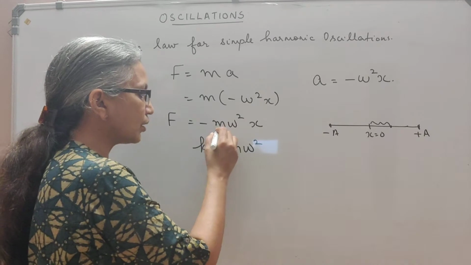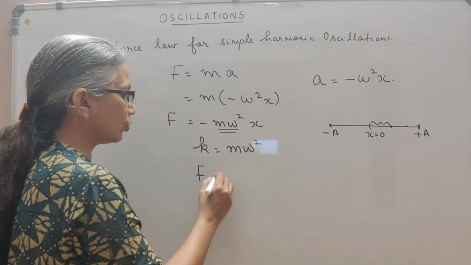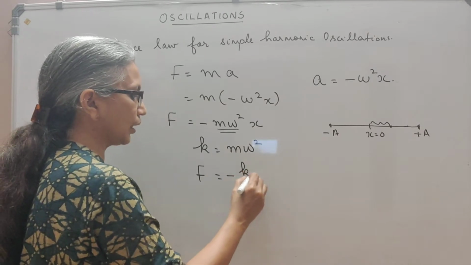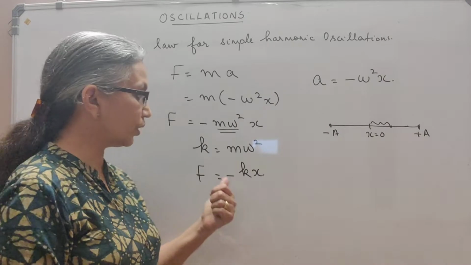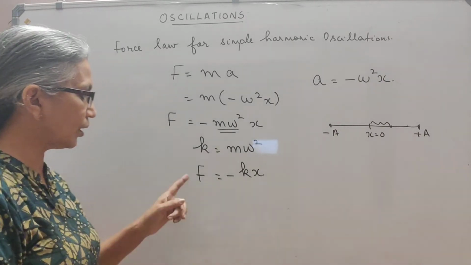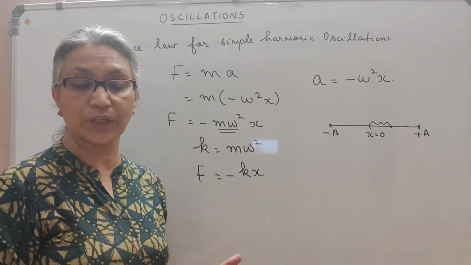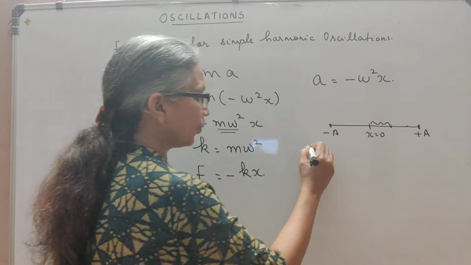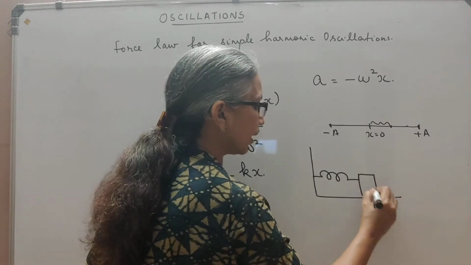So you may take this m omega square as a constant, k, and you will see that you may write this as minus kx. Now you will see that this is not unfamiliar to you. We did this as the Hooke's law in our chapter Work, Energy, Power. We had a force which was called the restoring force, the spring force, where we had a spring which is connected to a mass m.